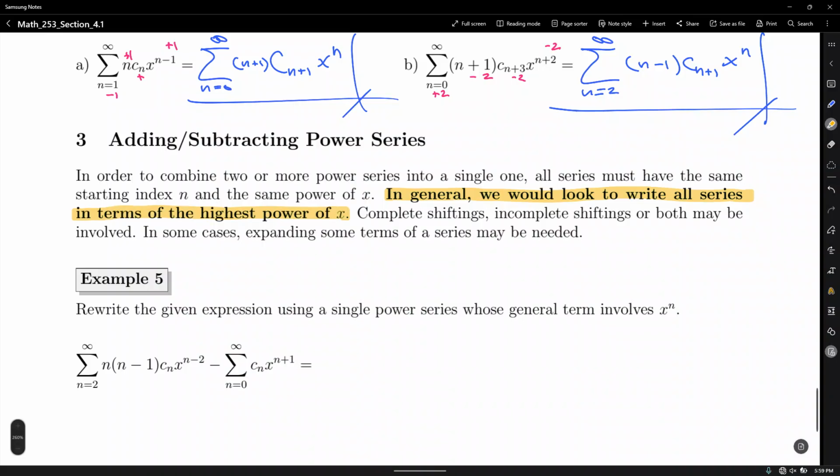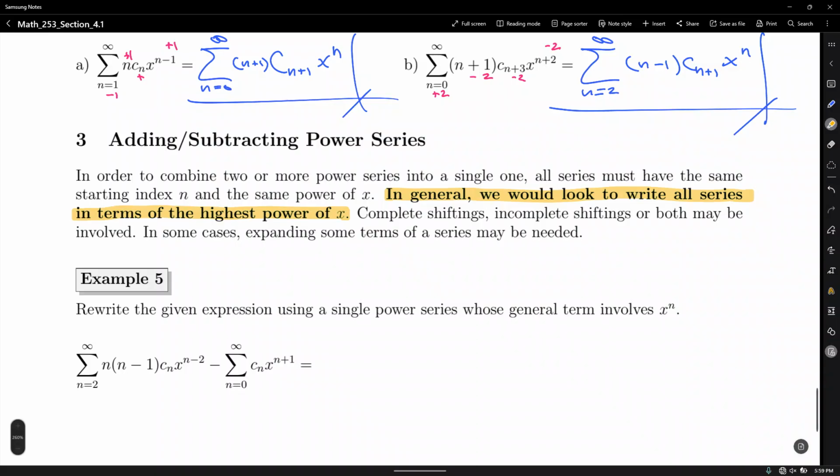In some cases, we may do some other trick, some other processes, but in general, this is the trick of the trade here. What are we going to do? A combination of complete shiftings, incomplete shiftings, or both. And in some cases, we may need to expand some of the terms of the series. You'll see, let me show you this example right here.